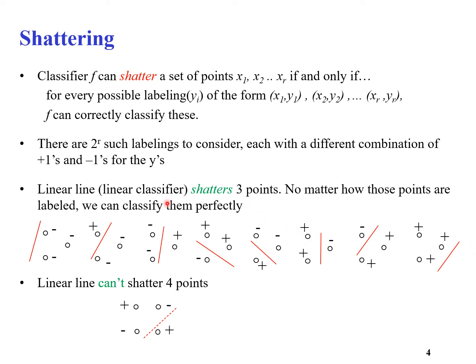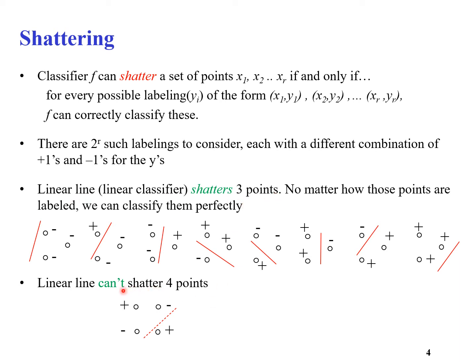So if the classifier is a linear line, and we have 3 data points, for every one of the 8 possible combinations, this linear classifier can classify them correctly. That means for every possible labeling here, it can classify correctly. So this is good. In this case, we say this linear classifier shatters these 3 data points. That's the definition of shattering.